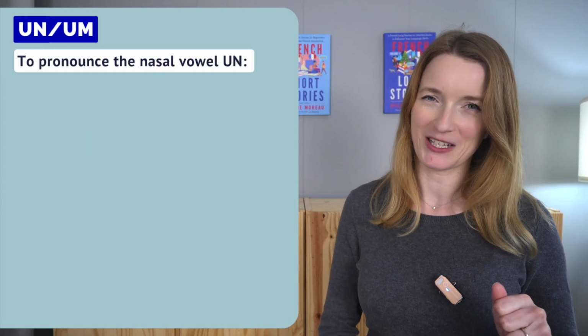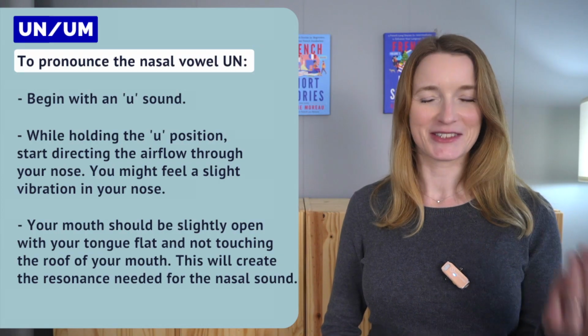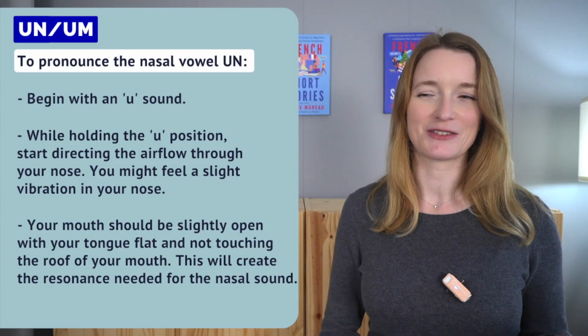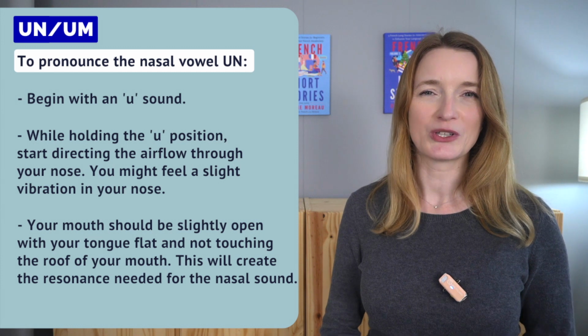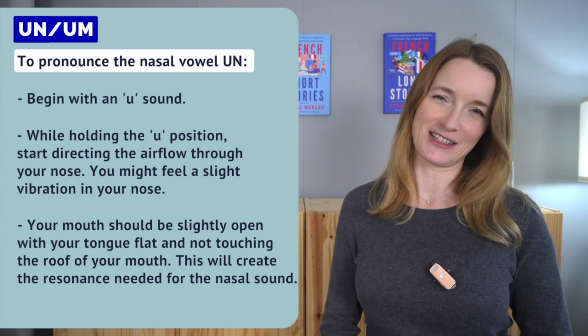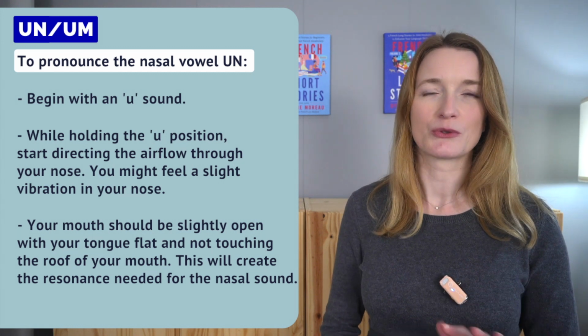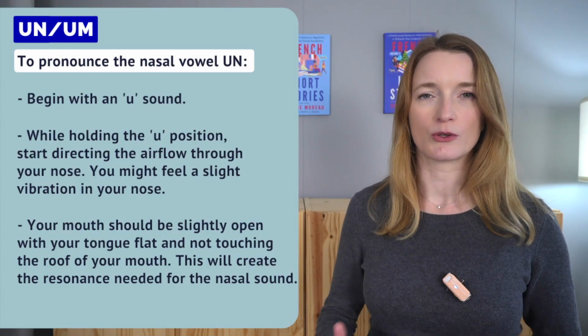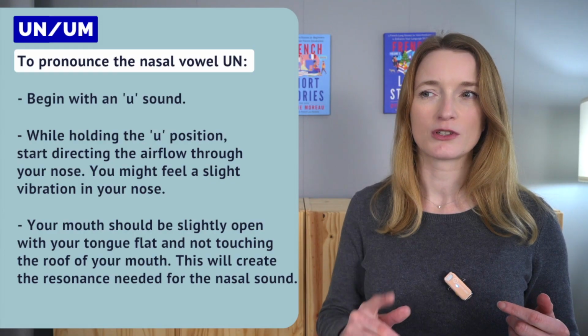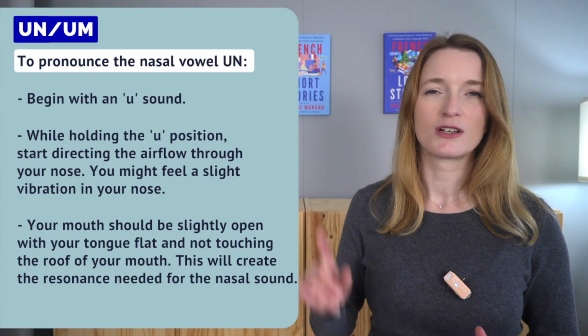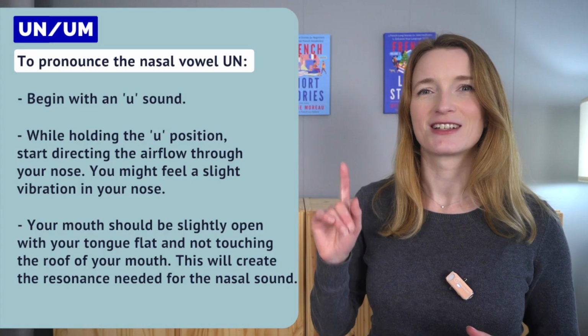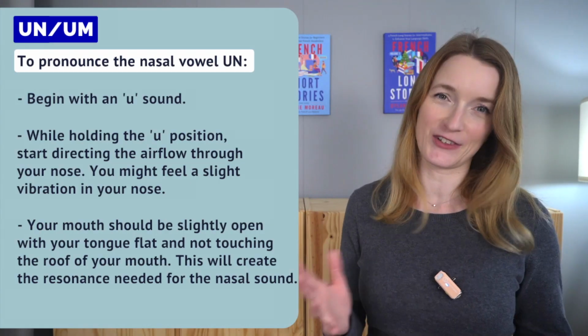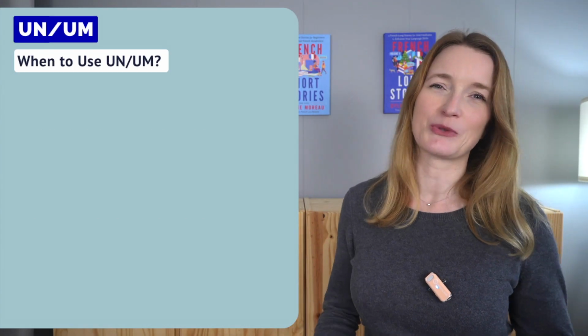So how to pronounce UN, the southern way? It's going to be a challenge for me. So we're going to start with the U sound. So U, U, U, and then we add the nasal vowel. So it's a lower one. Let's see the difference. Okay? Different.